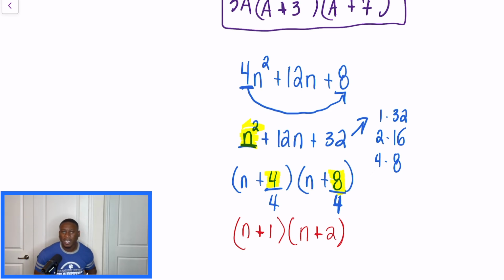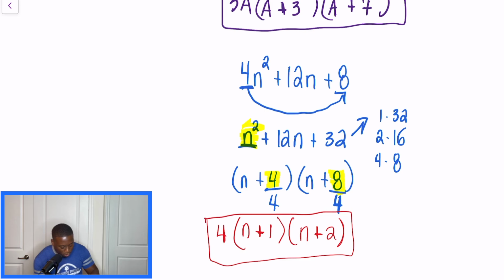And understand, guys, we still have that 4 on the outside, but this is just another way for us to factor when that leading term does not have a coefficient of 1. If it's greater than 1, we could definitely use this.